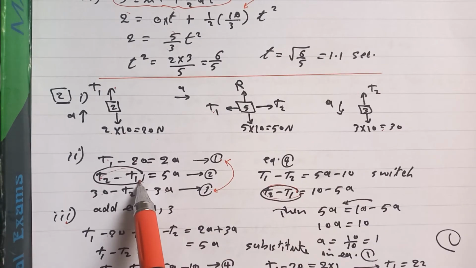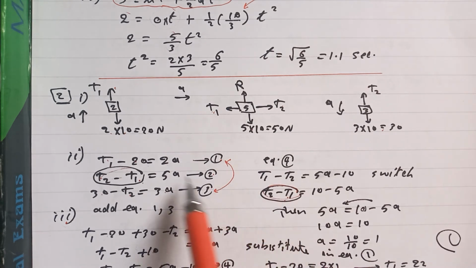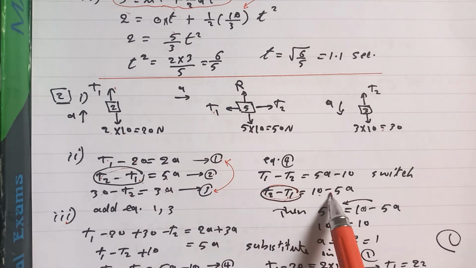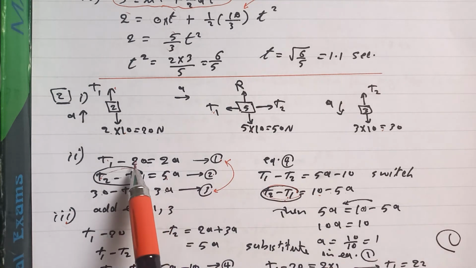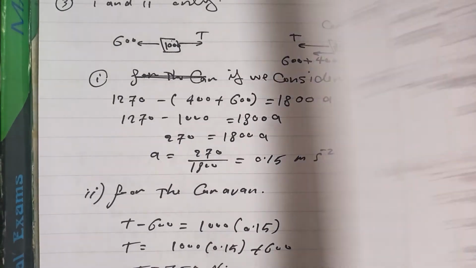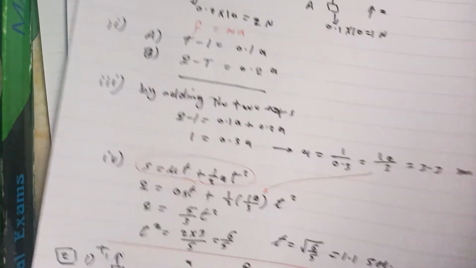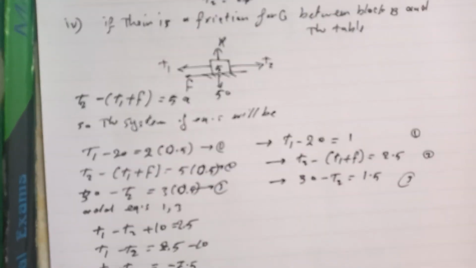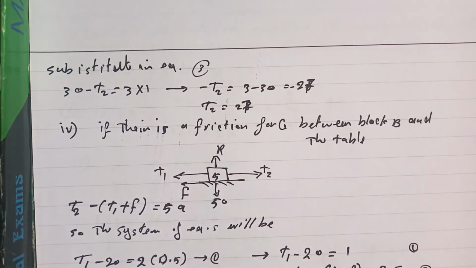So by substitution here in equation number 2, I can say that 5A is equal to 10 minus 5A. Take the 5A to the other side, will be 10A equals 10, so acceleration equals 1. This is how to get the acceleration. If you substitute the acceleration in equation 1, you will get T1, which is 22. By substitution in equation number 3, you will get T2, which is 27.